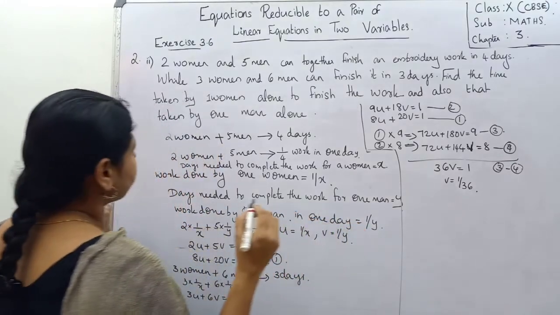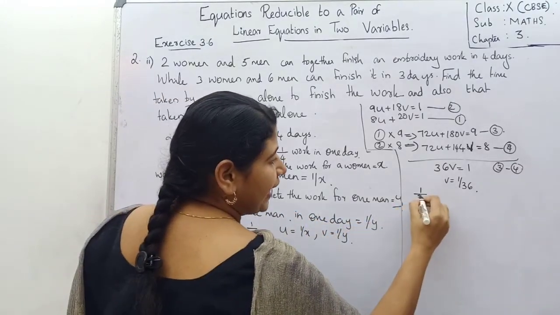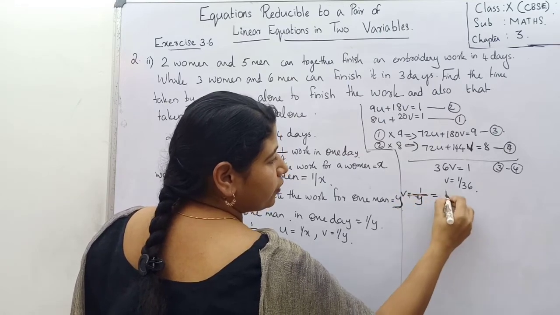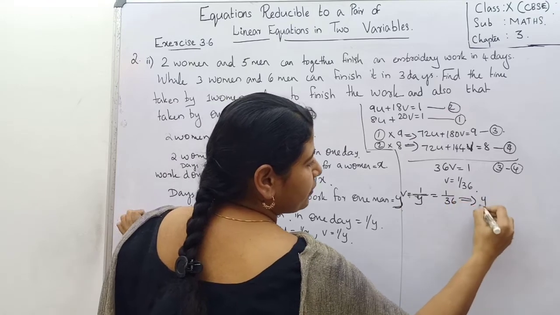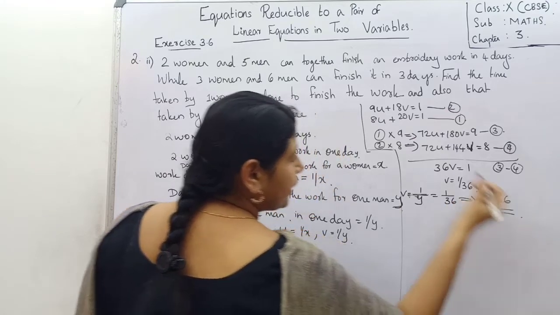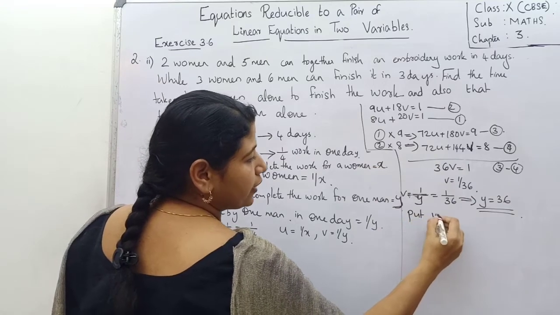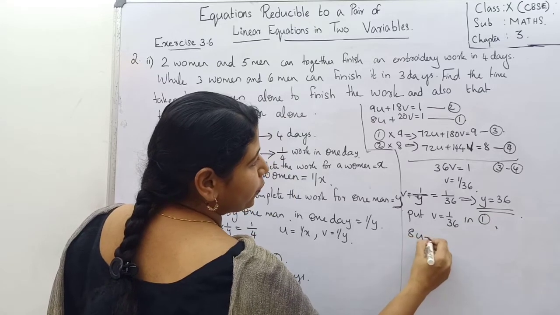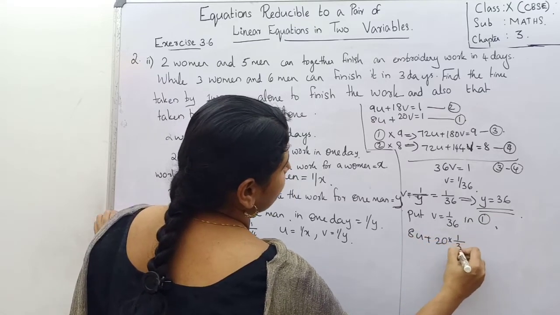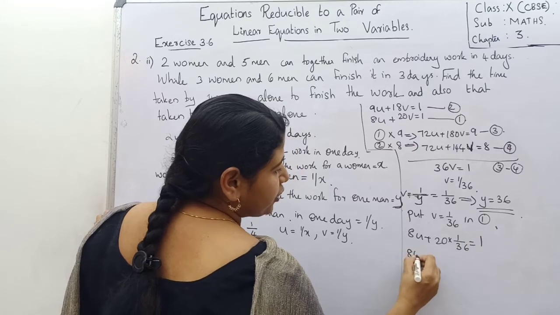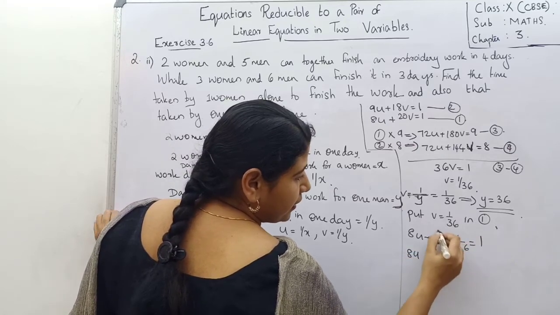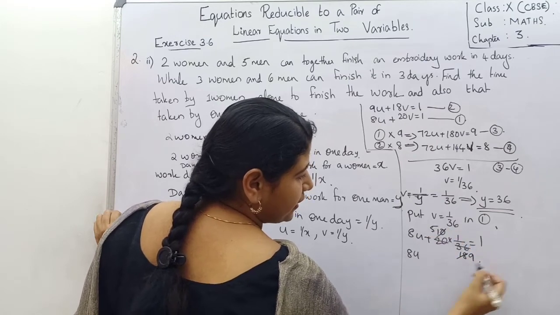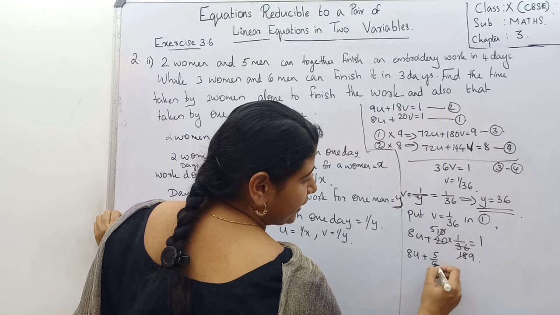We know that 1 by y equal to v. V equal to 1 by y equal to 1/36, which implies y equal to 36. Okay. Now we can put the value. We put v equal to 1/36 in the first equation. We will get 8u plus 20 into 1/36 equal to 1. So 20 over 36 cancels to 5/9. So we will get 8u plus 5/9 equal to 1.